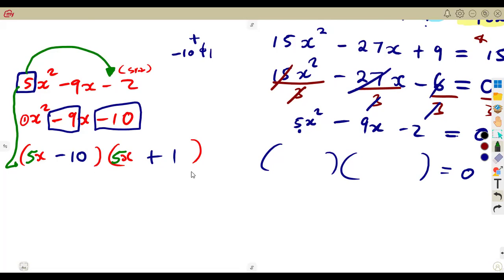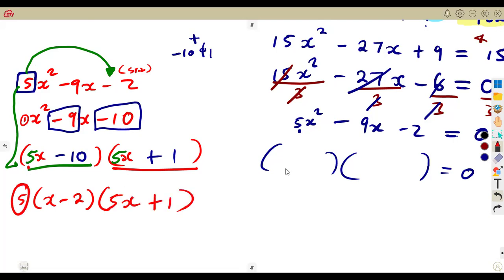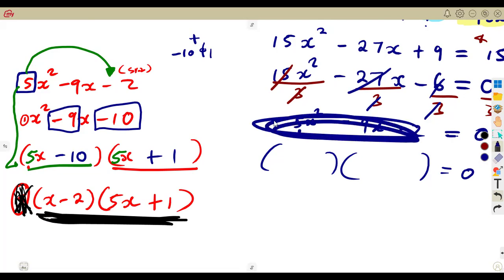Then factorize where possible. In the first bracket, 5 is common, so we can factor out the 5. We're going to remain with x minus 2 in the first bracket. In the second bracket, there is nothing there to be factored out. So the number that you factored out is not part of your answer. Remove it. Get rid of that. What is remaining in these brackets are the ones that we need here. So this is the factor here, guys.